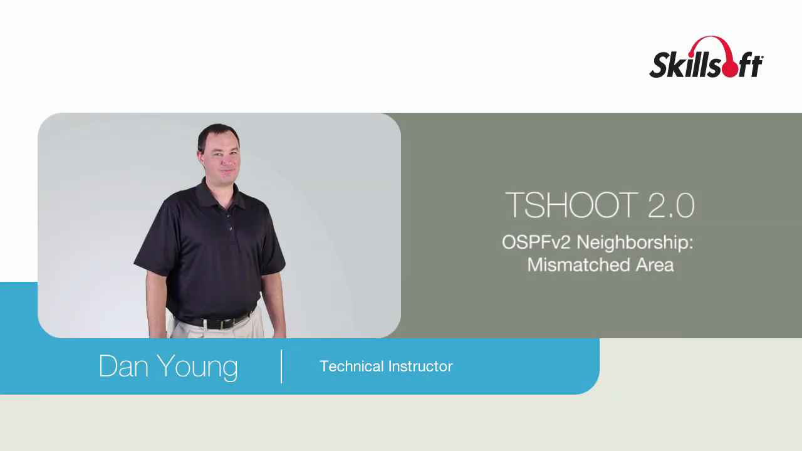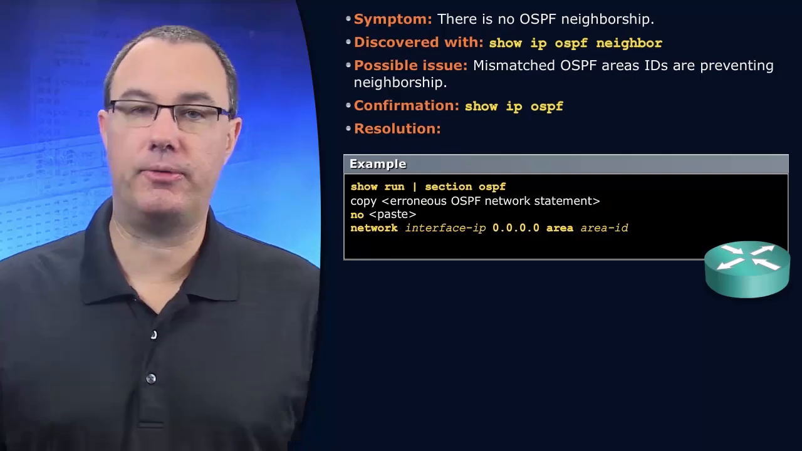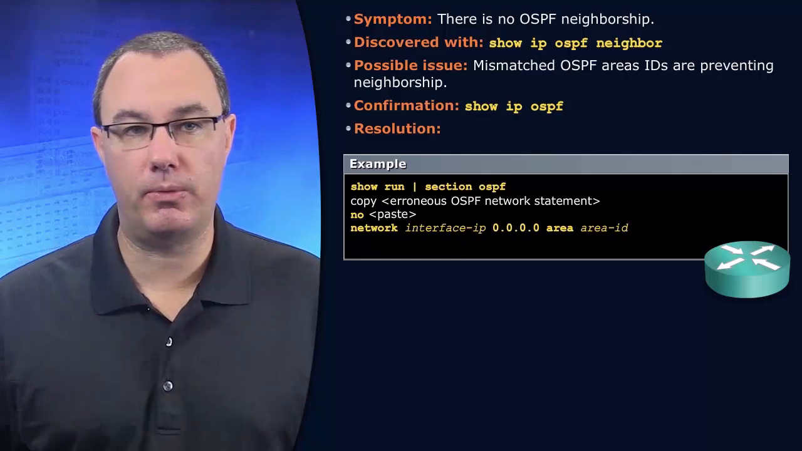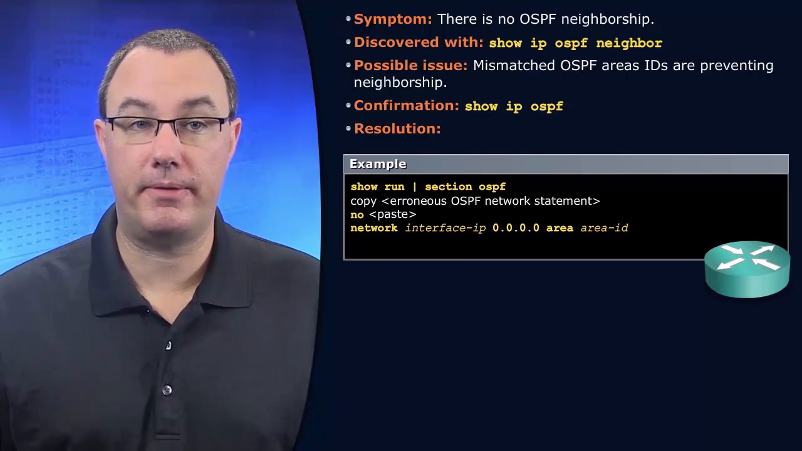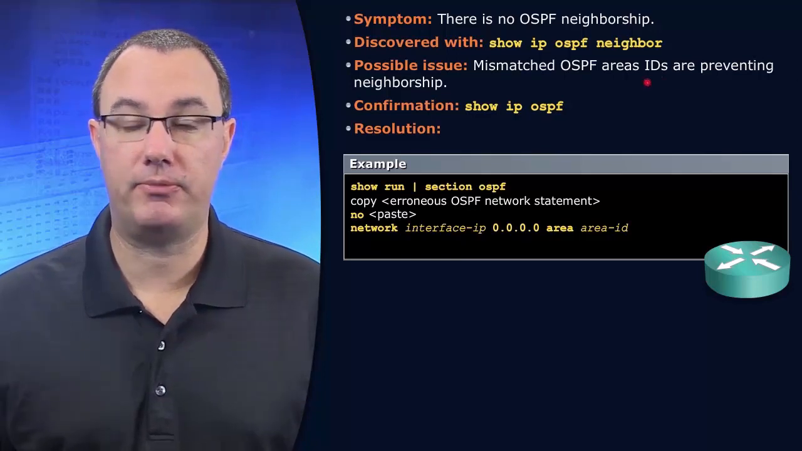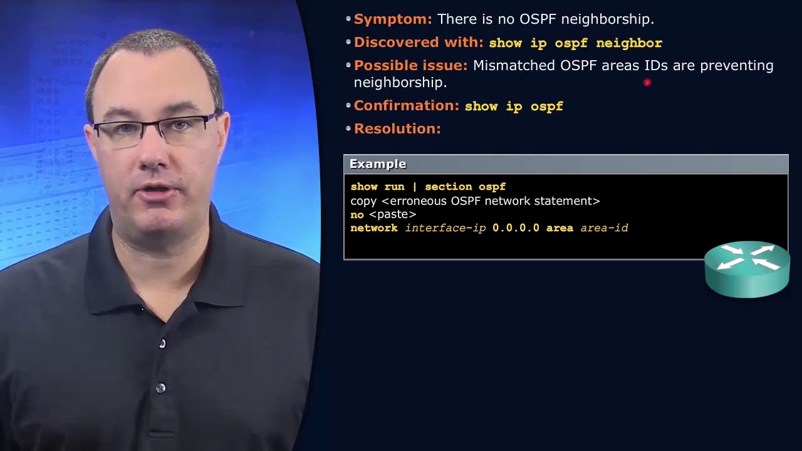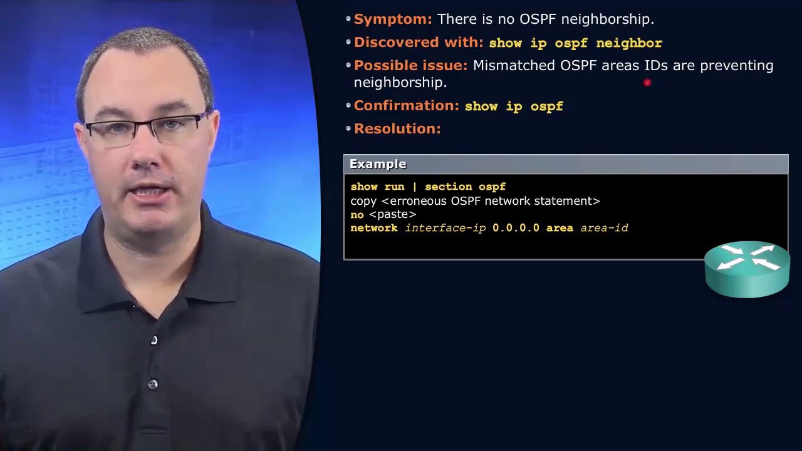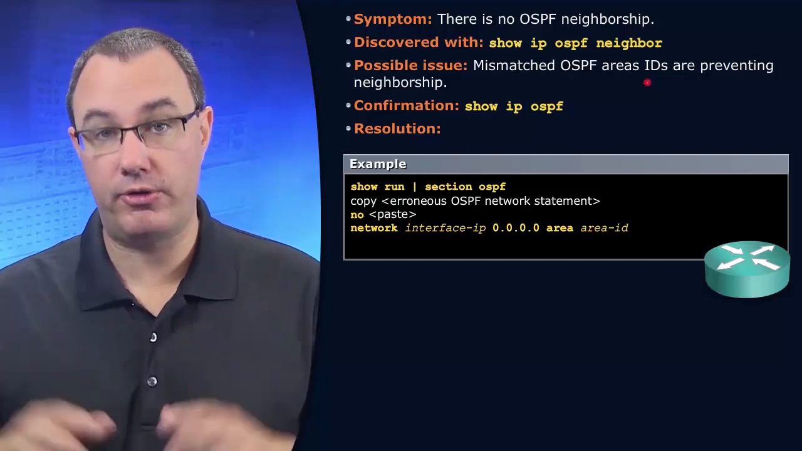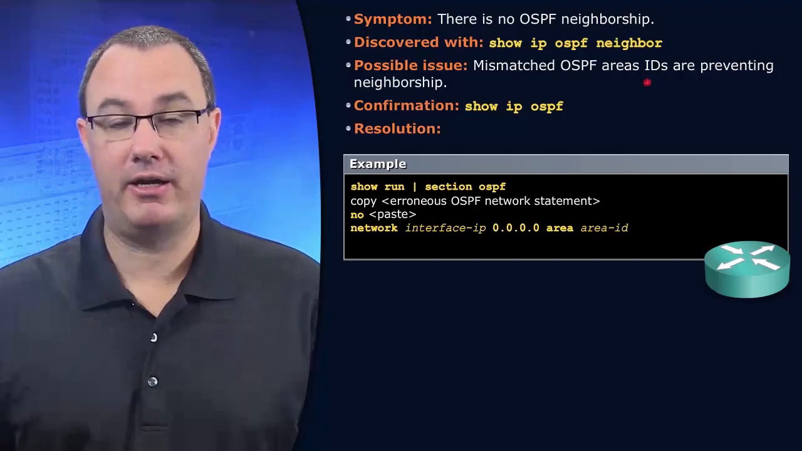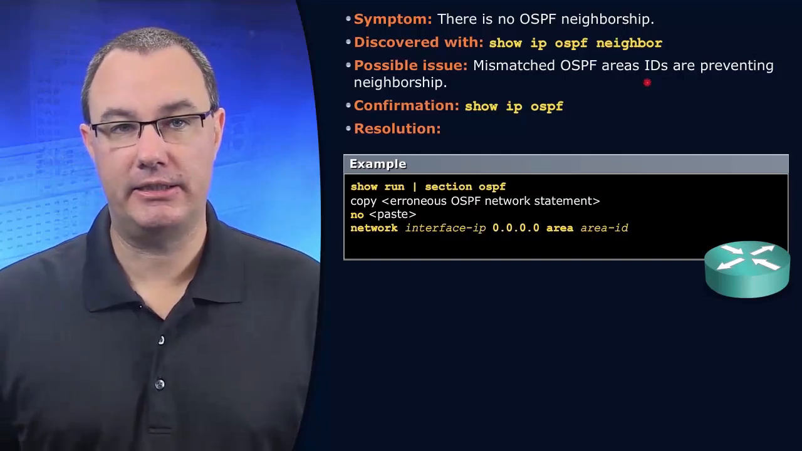Let's say we have an OSPF neighborship problem and it's related in some way to the network command. There are a number of issues that can be wrong with the network command. One of them is we have mismatched area IDs. If we have two devices on a common segment, on a common broadcast domain, OSPF expects those to be in the same area. OSPF picks an area for that link, right?